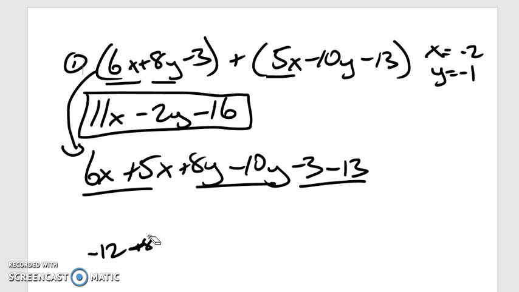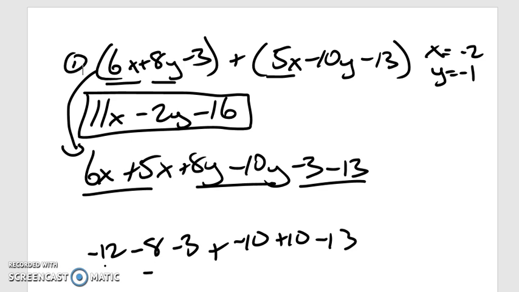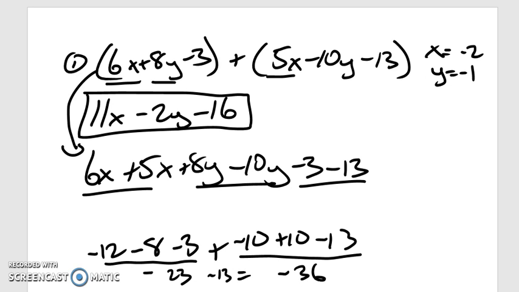I should erase that, shouldn't I? Yes, negative 12 minus 8, and then minus 3. Plus 5 times negative 2, that's a negative 10. Negative 10 times negative 1 is positive 10, and then minus 13. If we combine these together, these make negative 23, and these make negative 13. That's negative 36. So when we plugged it in, we got negative 36.